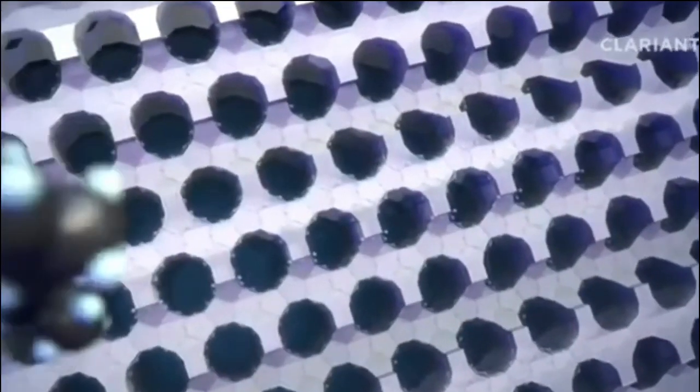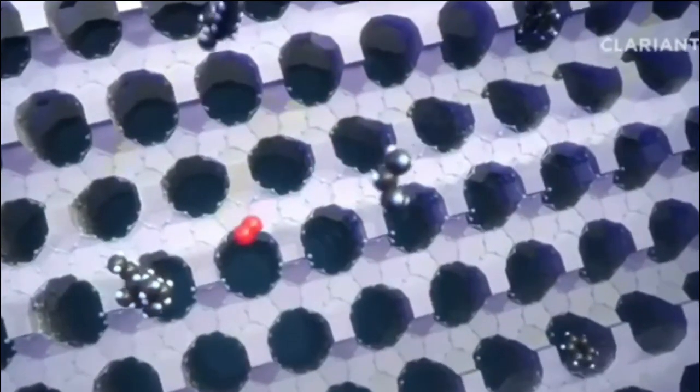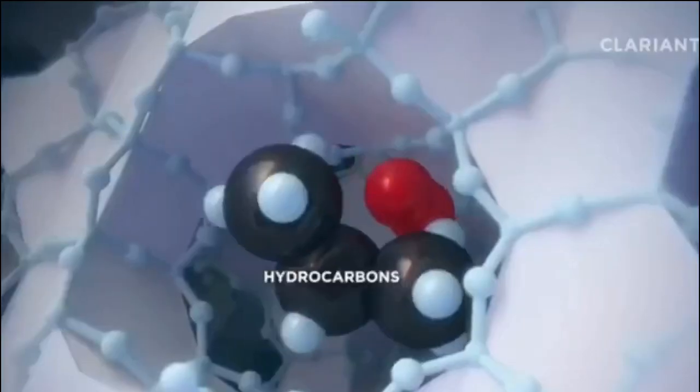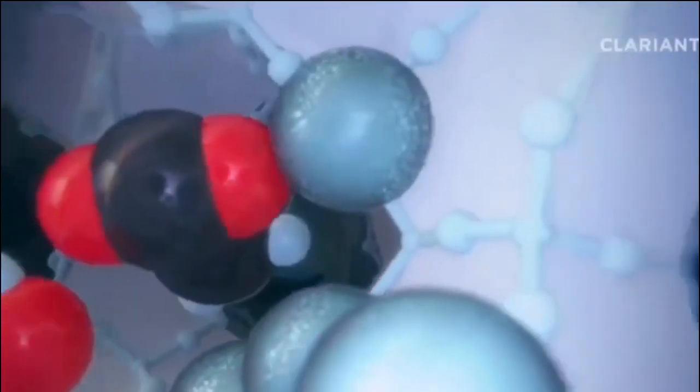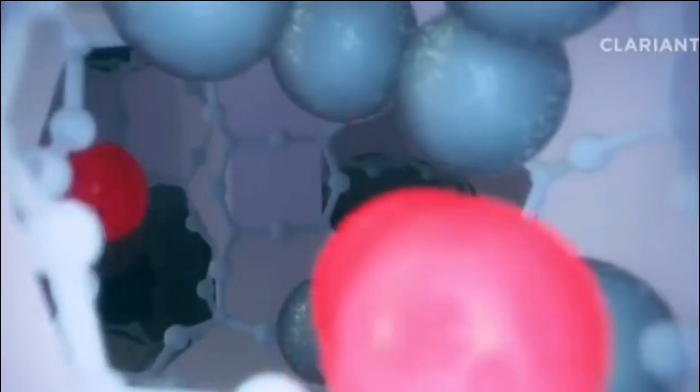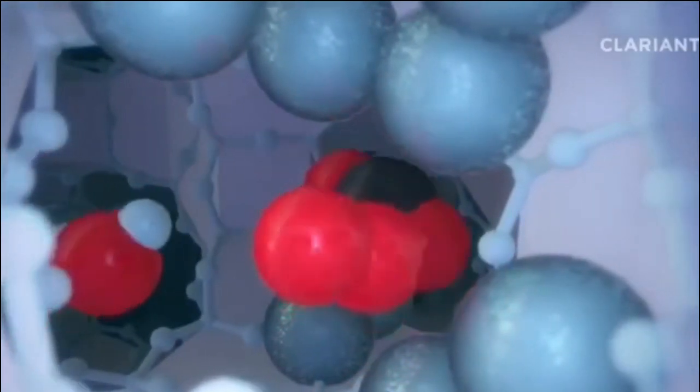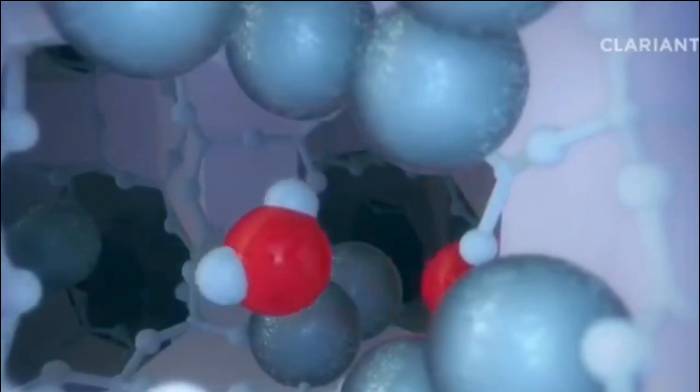Okay, this is the micropores that I mentioned earlier, and the hydrocarbon chain enters the zeolite through the micropores, and once it's inside the micropores, it will channel with the active center. Active center and active site are the same thing. Then cracking happens, and it will crack into shorter and more valuable molecules. So that's how zeolite works.